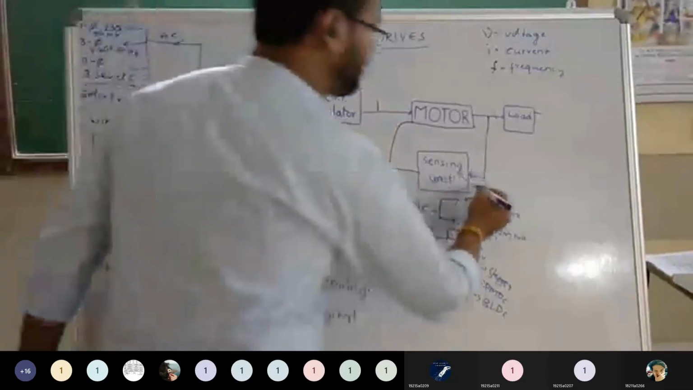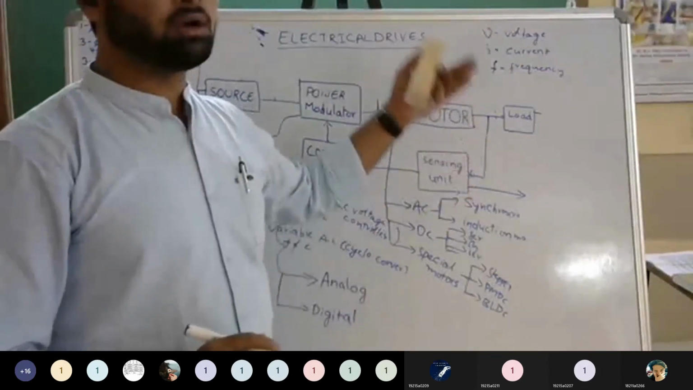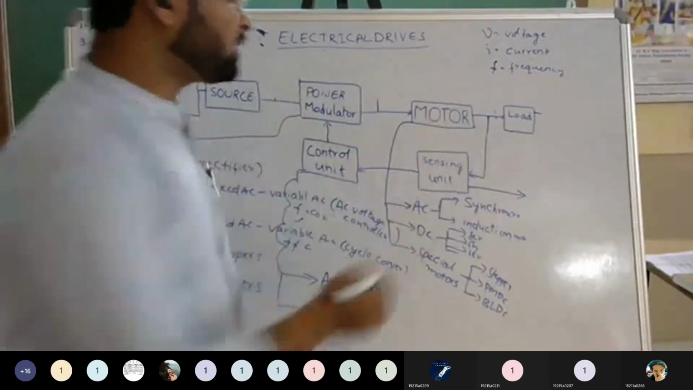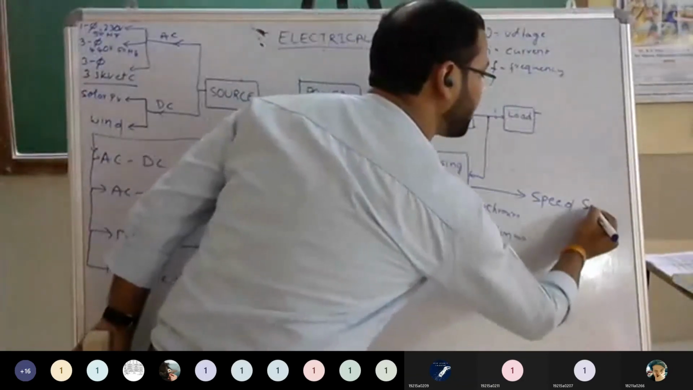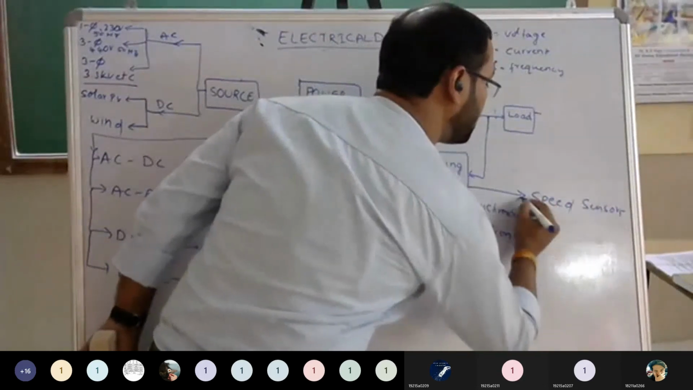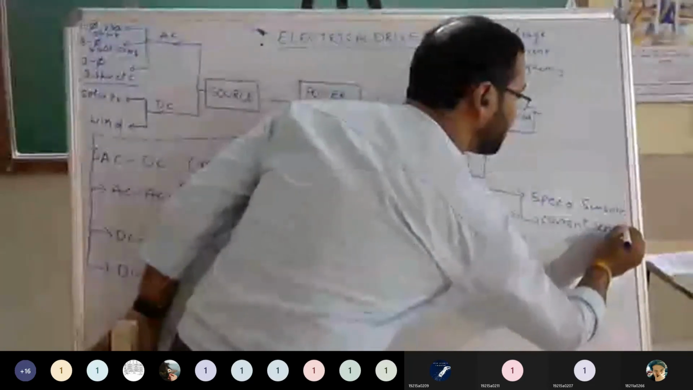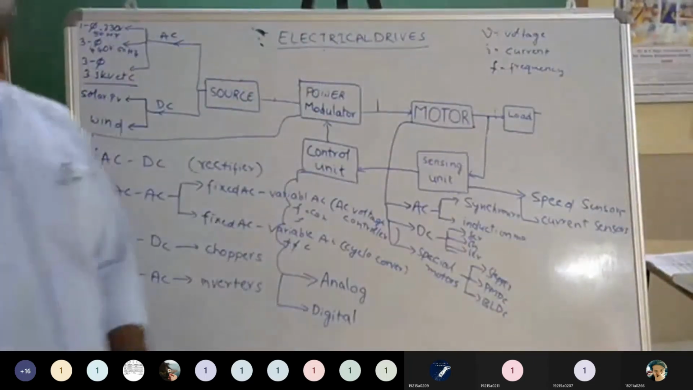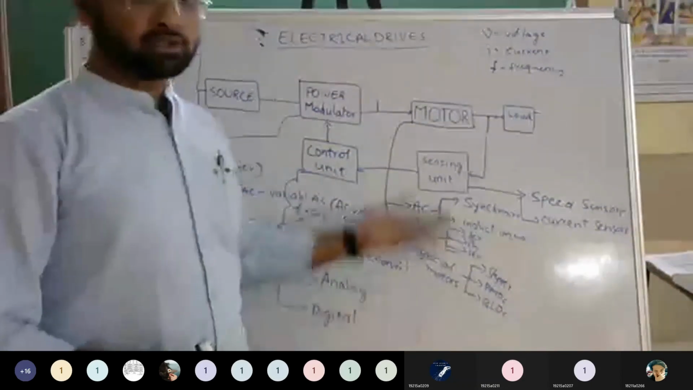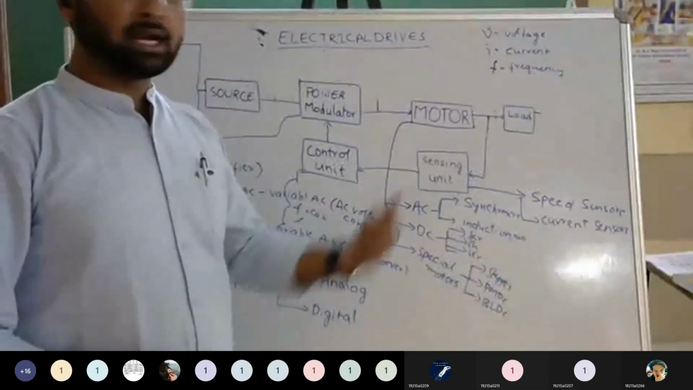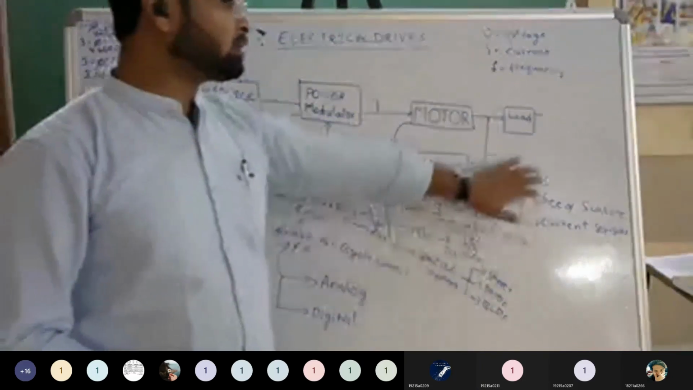Then coming to the sensing. Here mainly we have to do speed control and torque control. So speed and torque, indirectly speed and current, will be sensed. Speed sensors and current sensors. Have you seen any speed sensors in the lab? Tachometer. We use the tachometer, which senses the speed. Digital tachometers are available and analog tachometers are available. So that will sense the speed.